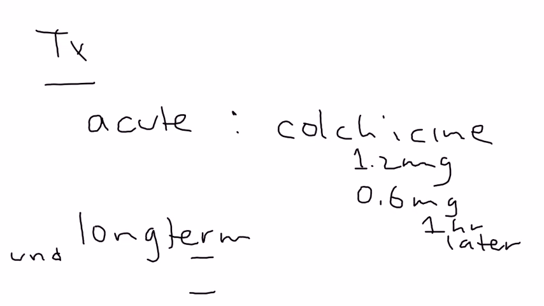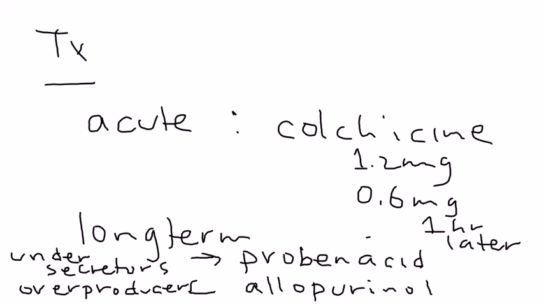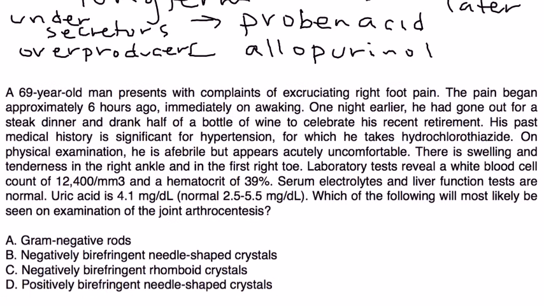And then finally the treatment. There's treatment for acute, and then there's longer-term treatment. There's one treatment for undersecretors, and then for overproducers, there's another treatment. For undersecretors, it's probenecid. And for overproducers, it's allopurinol. So those are the main medications involved in the treatment of gout. So let's go and look at some clinical vignettes.